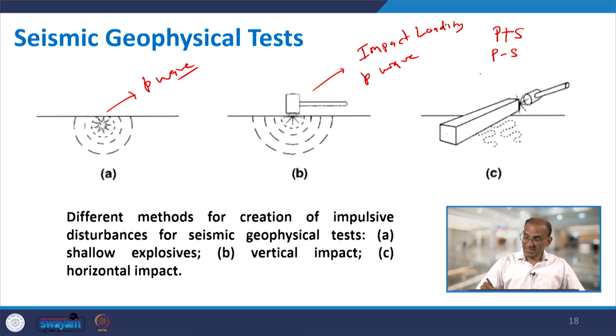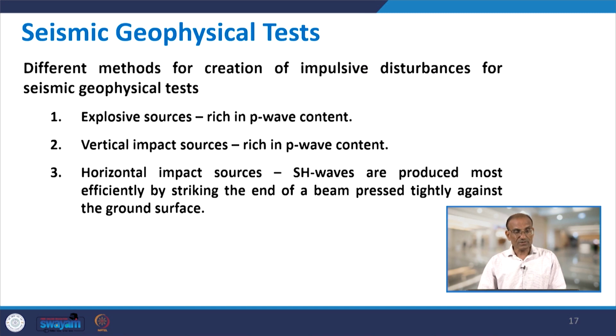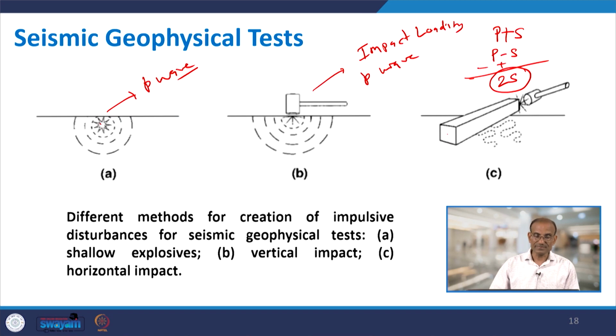Now, if I subtract these two, minus plus, you get 2S. So the difference of these two gives you the S wave, and its amplitude is also increased, because now you are getting 2 times S. Whatever we have discussed here is already in the next slide. Continue with this.